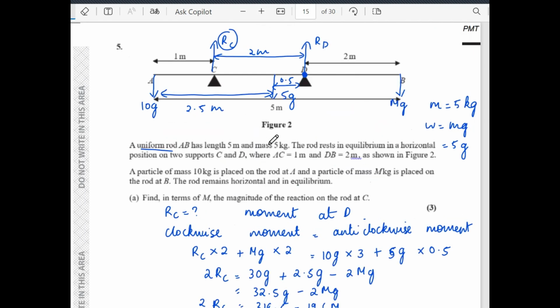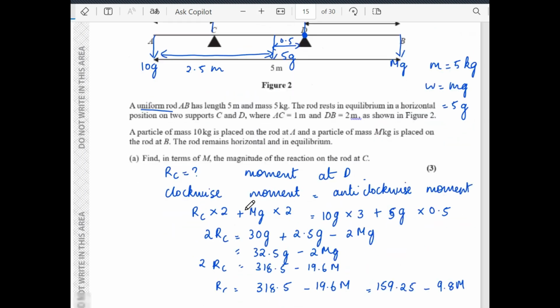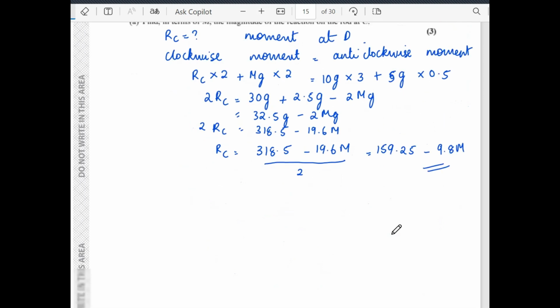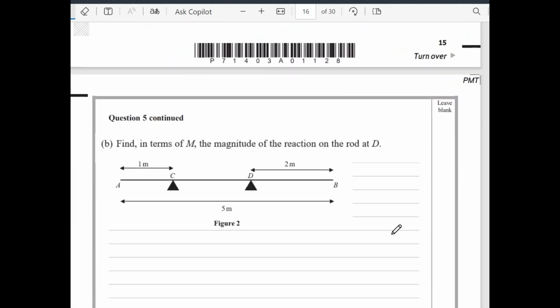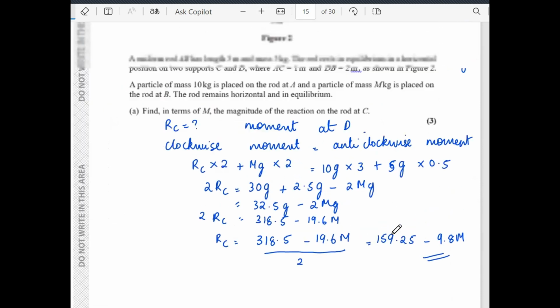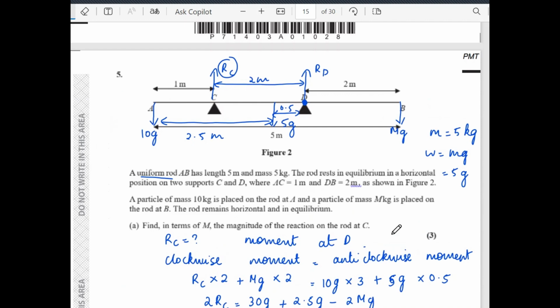So the question was to find in terms of m the magnitude of reaction on the road at C. So we got RC in terms of m. Now moving on to the second one, the B part: find in terms of m the magnitude of reaction on the road at D. So reaction at D is what we need to find out in terms of m. The road remains horizontal and in equilibrium.